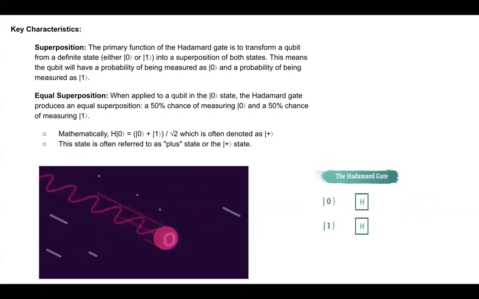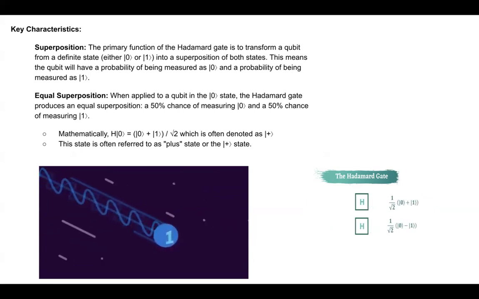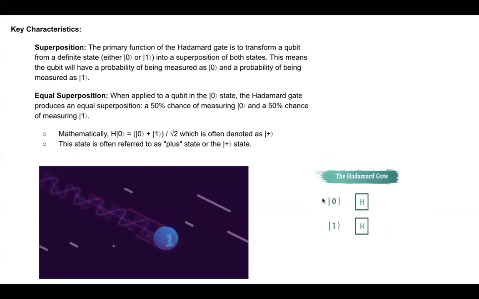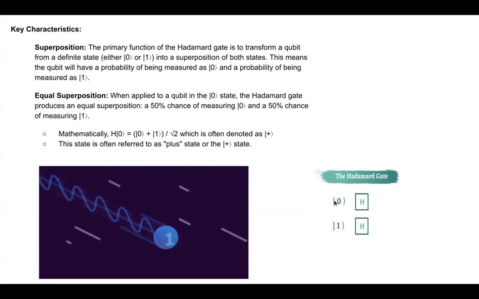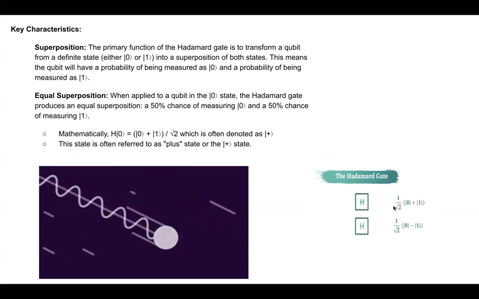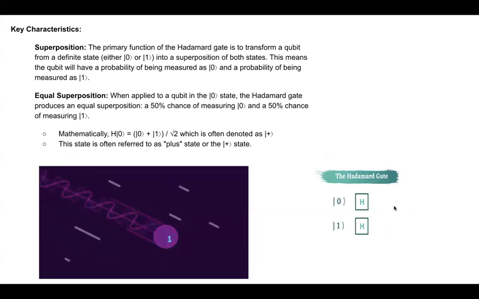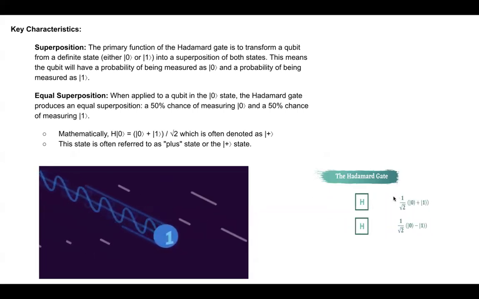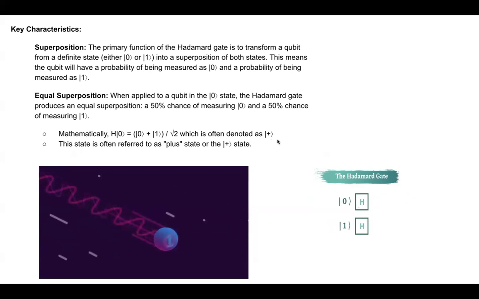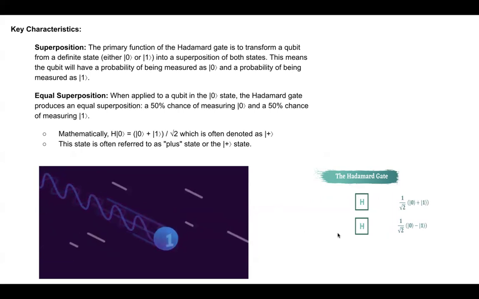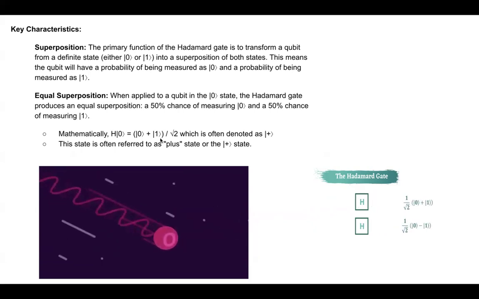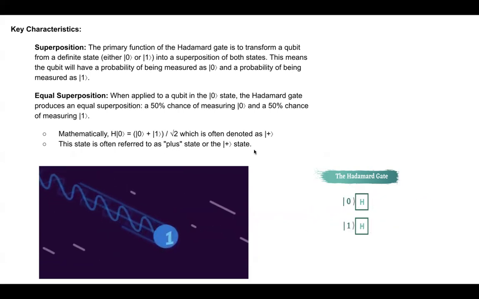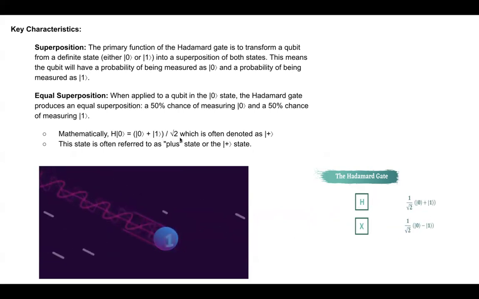Okay, now there's one major difference. When the qubit that is initially 0 is passed through the Hadamard gate, it puts it in a positive phase. When it is applied to 1, it puts the qubit in a negative phase. So either a plus state or a minus state. Mathematically, this is how it's represented. It is often referred to as a plus state.